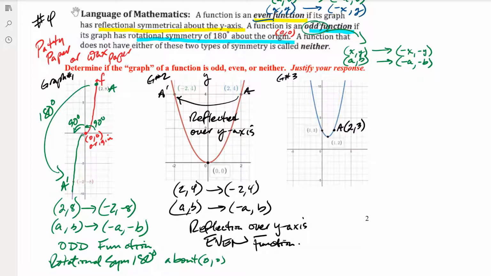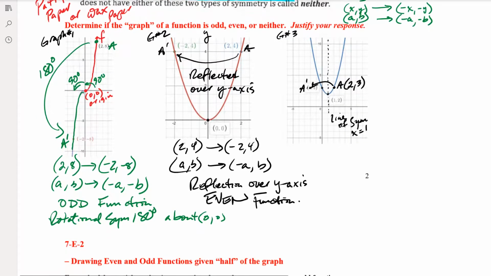Now, if this was an even function, then A would get reflected over here to A prime. And notice that there's no graph there. The graph isn't there. Notice that the line of symmetry is not the y-axis. It's actually going through x equals 1. This is the line of symmetry here. It happens to be x equals 1, not x equals 0, the y-axis. And so it does not have y-axis symmetry. So because of that, I can say it's not even.